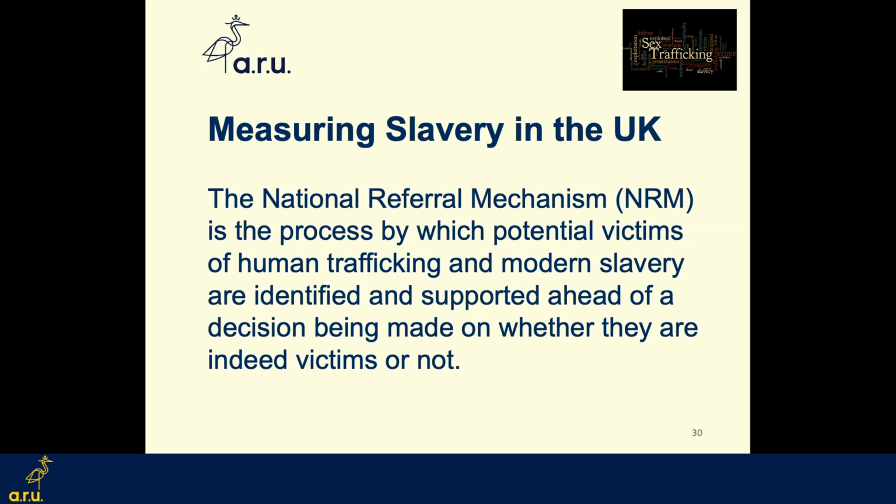What we do have is something called the National Referral Mechanism, which is a process by which potential victims of human trafficking and modern slavery are identified and supported ahead of the decision being made whether or not they are indeed victims. And when I say victims or not, one of the elements of the NRM was there were cannabis farms in the late 90s, and when the police would go in, they would arrest children in these cannabis farms. I know this is going off subject a little bit, but I'll just give you some context of what the National Referral Mechanism is. They'd arrest these children, and they were actually victims of slavery. These children would be arrested, prosecuted, sent to prison, and then when they served their sentence, they were deported back to the country that they were from, and then they'd be re-trafficked back into the system.